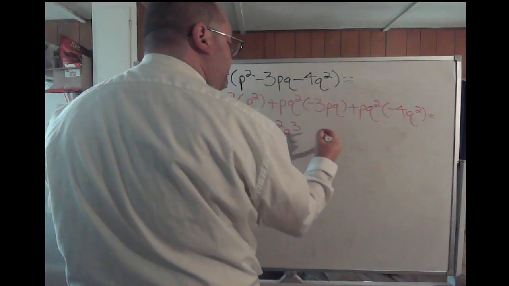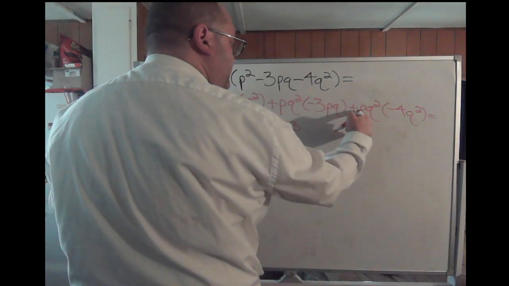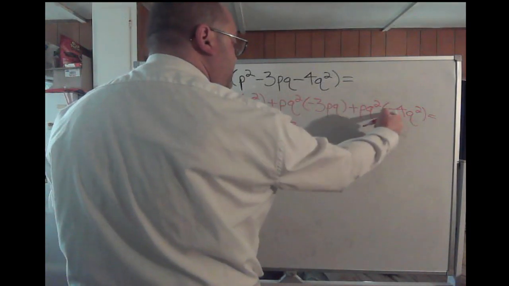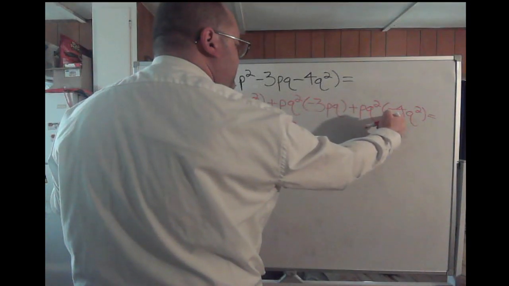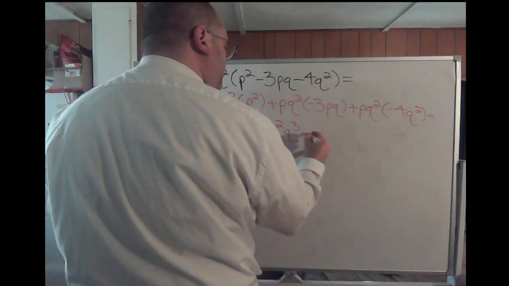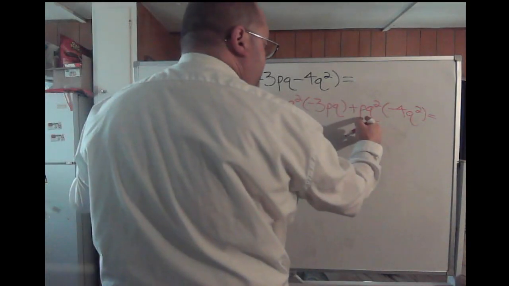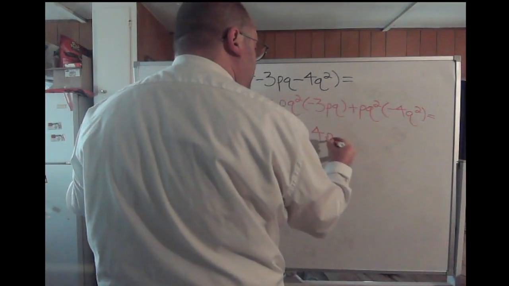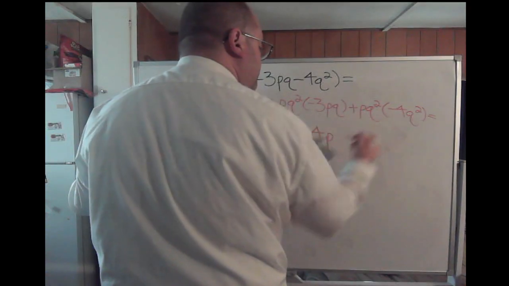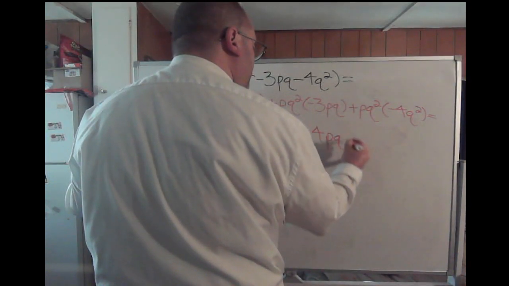Then you have the coefficient of pq squared is going to be 1. Then you have the coefficient on q squared being negative 4, so 1 times negative 4 is negative 4. So you just have p just kind of hangs out, but you have q squared times q squared, which would be q to the fourth.